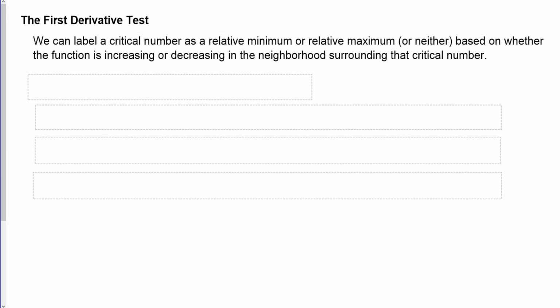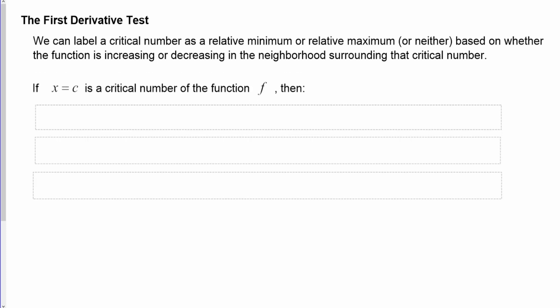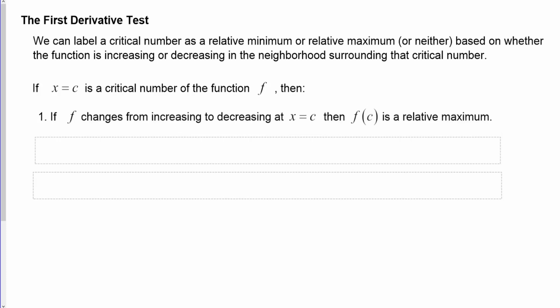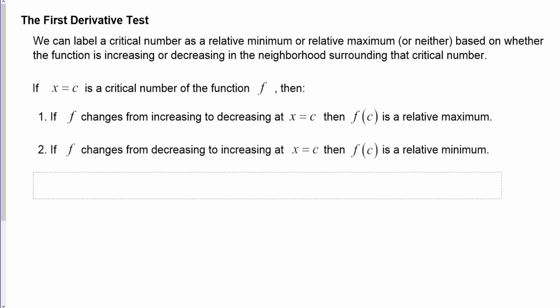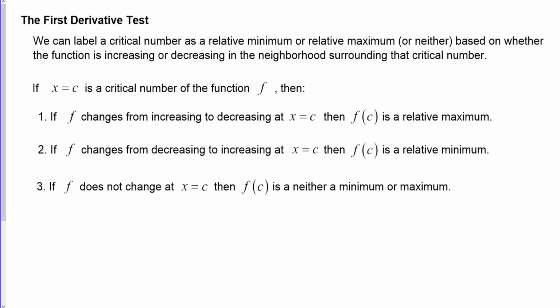And that's what's known as the first derivative test. This states that we can label a critical number as a relative minimum or relative maximum, or neither, based on whether the function is increasing or decreasing in the neighborhood surrounding that critical number. If c is a critical number of the function f, then if f changes from increasing to decreasing, f of c is a relative maximum. If f changes from decreasing to increasing, then f of c is a relative minimum. And if it does not change, then it's neither a minimum nor a maximum.